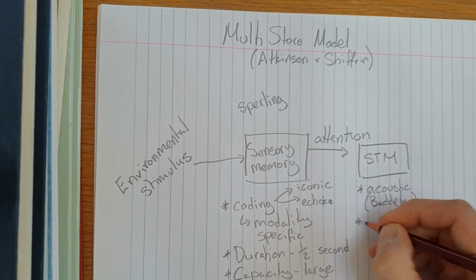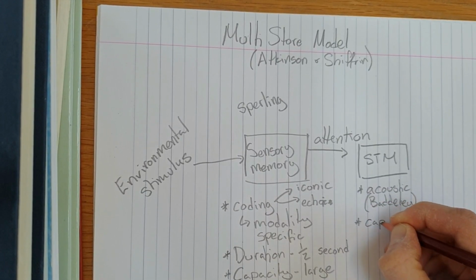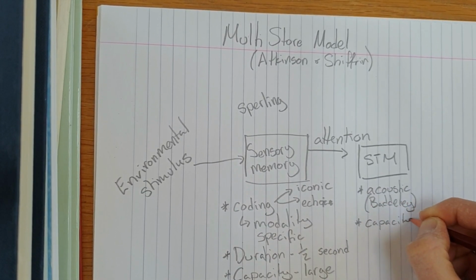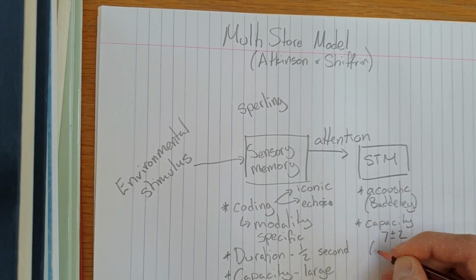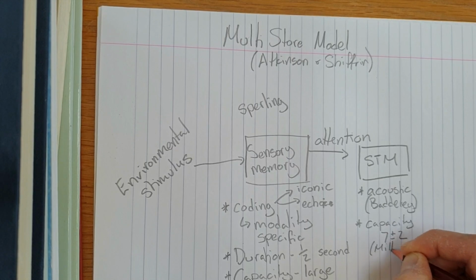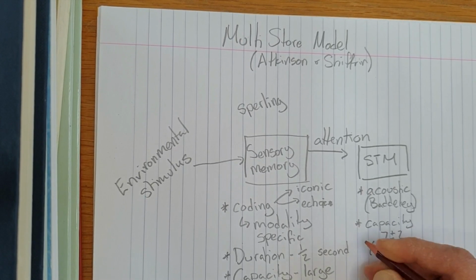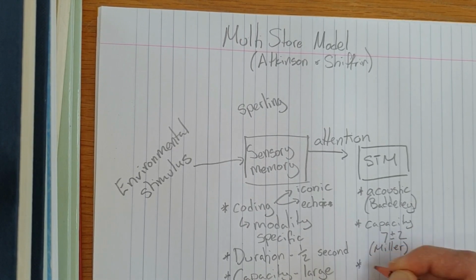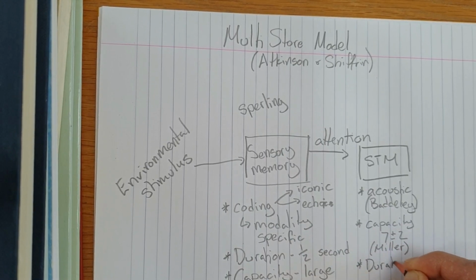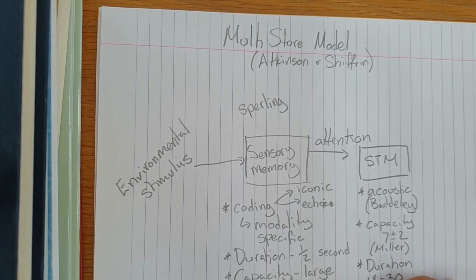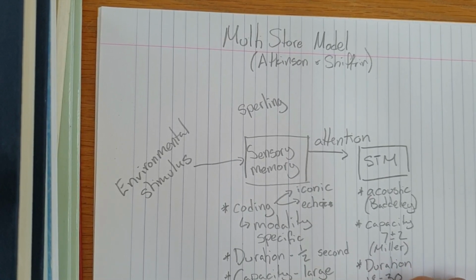The capacity, again, I'm sure you're aware, is 7 plus or minus 2 items, as shown by Miller, cited as Jacobs, remember, in some places. And the duration is 18 to 30 seconds. Again, that's supported by Peterson and Peterson.